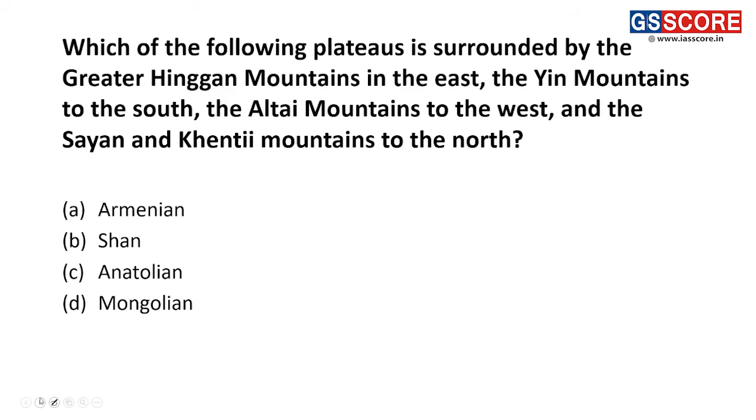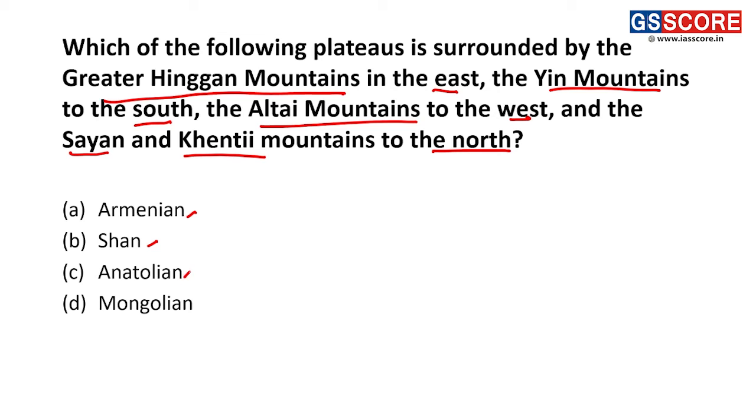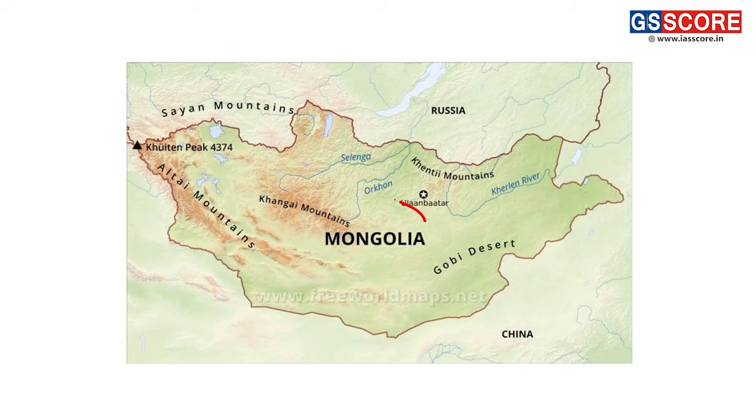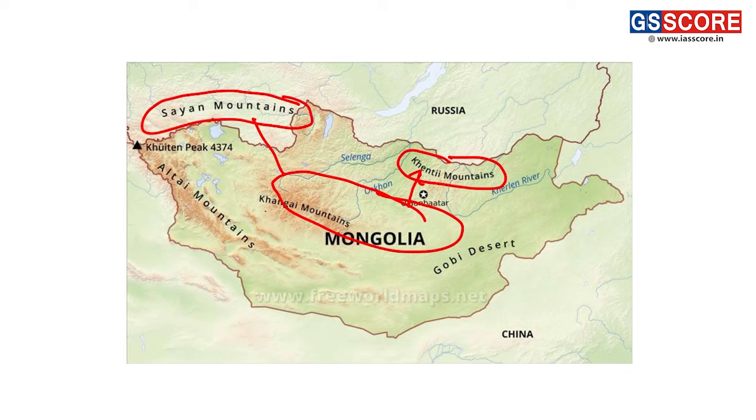Looking at the next question: which of the following plateaus is surrounded by the Greater Hingan Mountains in the east, the Yin Mountains in the south, the Altai Mountains to the west, and the Sayan and Khenti Mountains to the north? The options are Armenian Plateau, Shan Plateau, Anatolian Plateau, and Mongolian Plateau. In the diagram, this is the Mongolian Plateau, and towards its northern side there are the Khenti Mountains, towards the northwest the Sayan Mountains, towards the west the Altai Mountains, and towards the southern side the Yin Mountains.